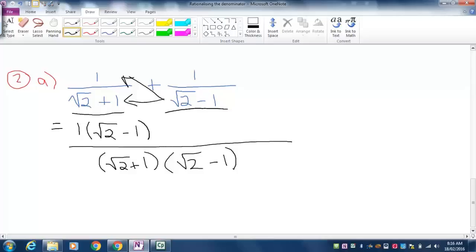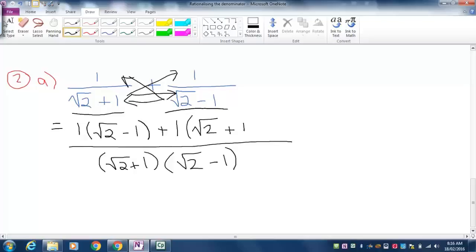Now I need to fix this second fraction. It also needs to have the same denominator as what I've just figured out there. So it has a root 2 minus 1. I need to multiply the top and the bottom by root 2 plus 1. So on the top line, there's a plus in the middle, so a plus goes in the middle there, and I get 1 outside of root 2 plus 1.